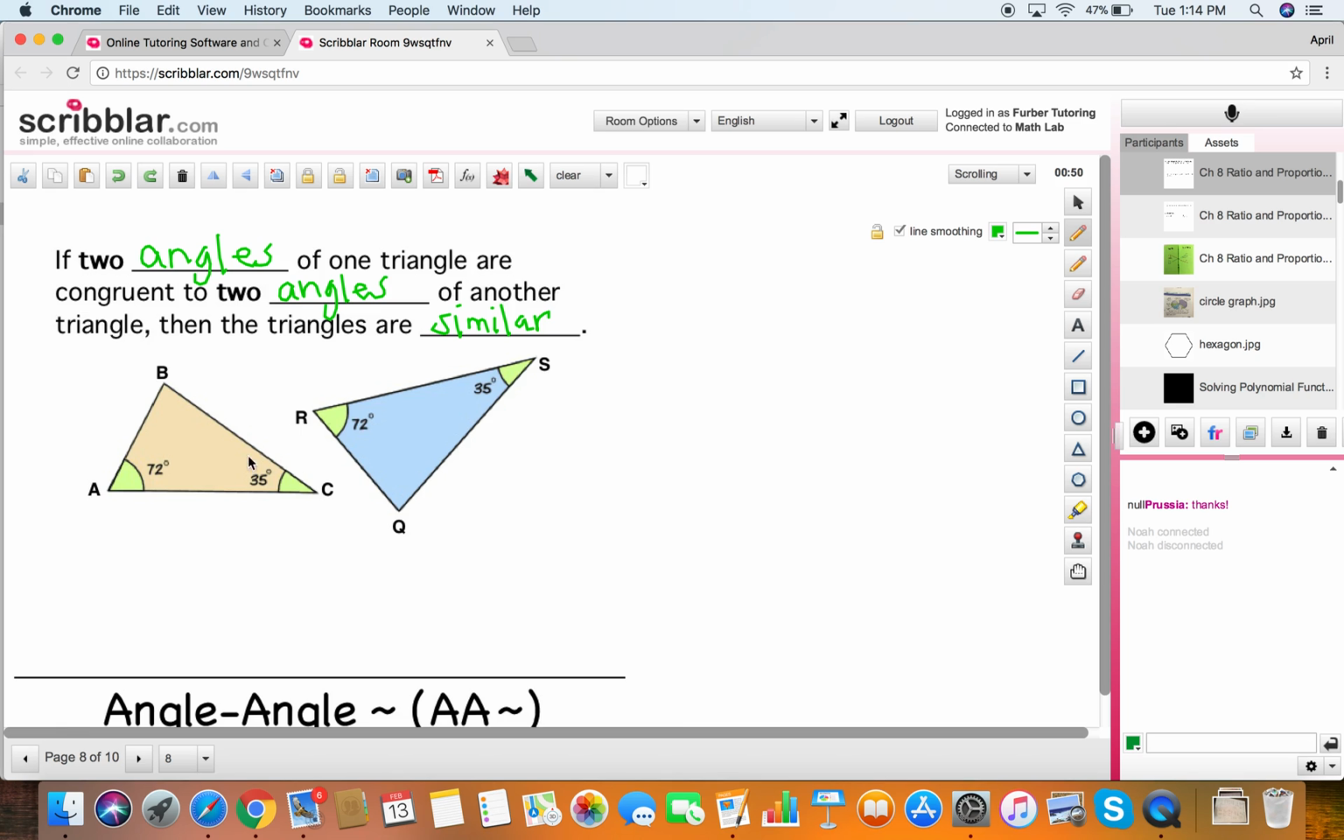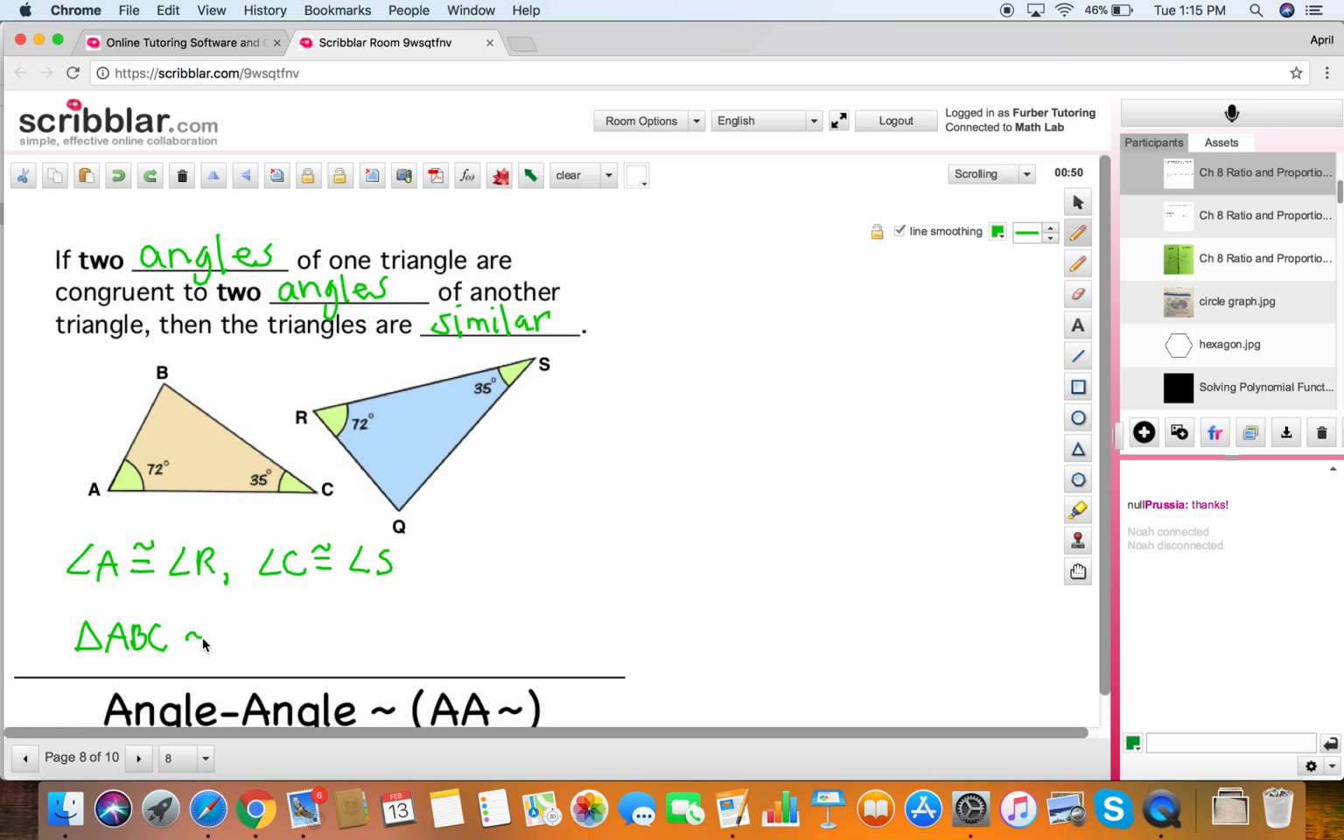So let's go ahead and see what corresponds. This is a 72-degree angle. That's angle A. The 72-degree angle over here that corresponds is angle R. So I'm just going to write angle A is congruent to angle R. And then obviously angle C is a 35-degree angle, and you can see that that is equal to angle S, which is also a 35-degree angle. So if these two things are already given, then you have enough information to prove that these two triangles are similar. So then I'm just going to give the similarity statement.